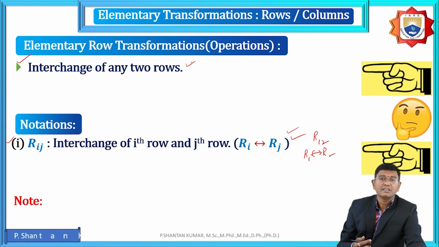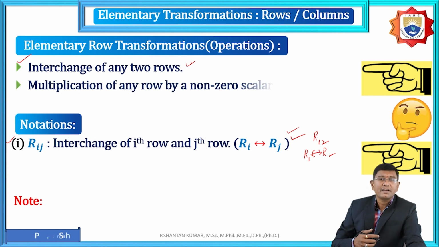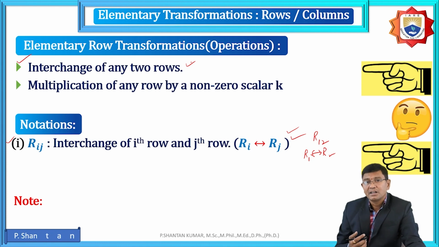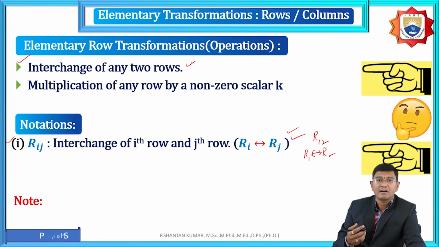And second, what is the condition for the elementary row operation? It is the multiplication of any row by a non-zero scalar with any value k. What is the meaning of that?